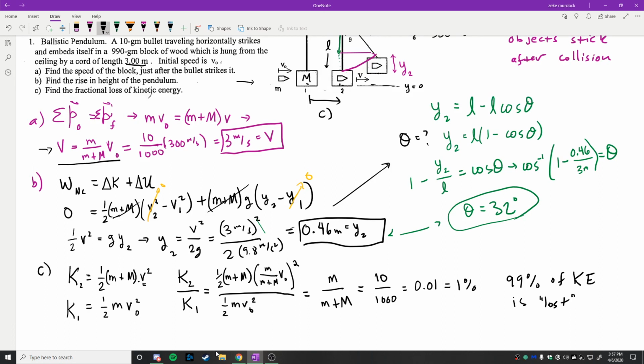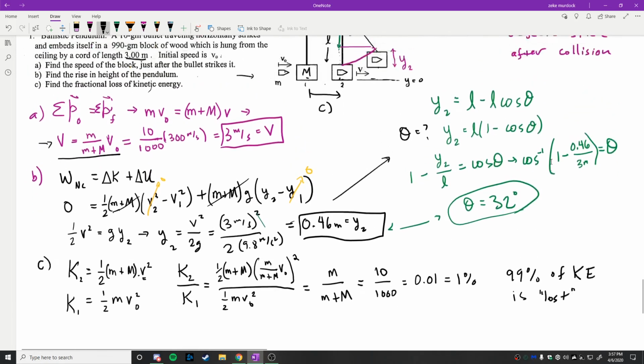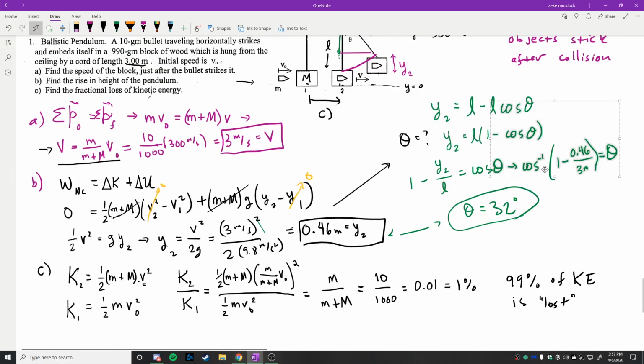But it's an energy conversion then. This is common in these type of perfectly inelastic collisions, that the kinetic energy is not conserved, right? That's important to understand, because we can talk about systems in which kinetic energy is conserved or isn't conserved. But okay, does that make sense? Do you guys have any questions?